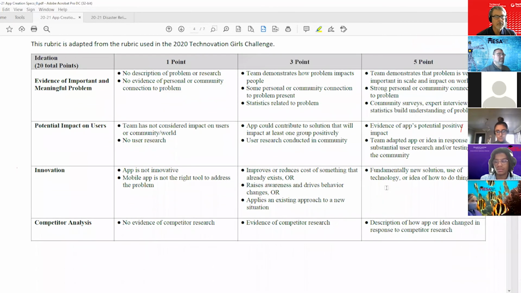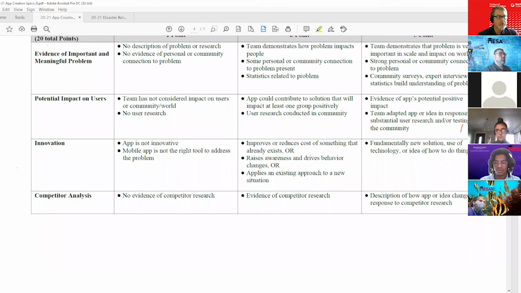Impact is very similar to that, right? What is the potential positive impact? Are you able to demonstrate that or explain that in the stuff you're submitting, right? This is what we anticipate the impact to be. How are we making people's lives better? How are we solving the problem? Is it a response to that research or testing? Again, are you getting that feedback? Do we know for sure that it's going to do what you say it's going to do based on research and testing? Is it innovative, right?